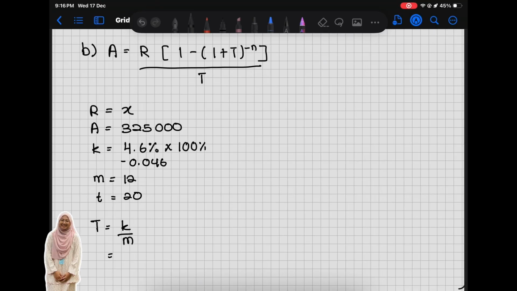Next, we need to find I. I is equal to K over M. I is equal to 0.046 over 12. We need to find N. N is equal to M times T. N is equal to 12 times 20. And we get N is equal to 240.